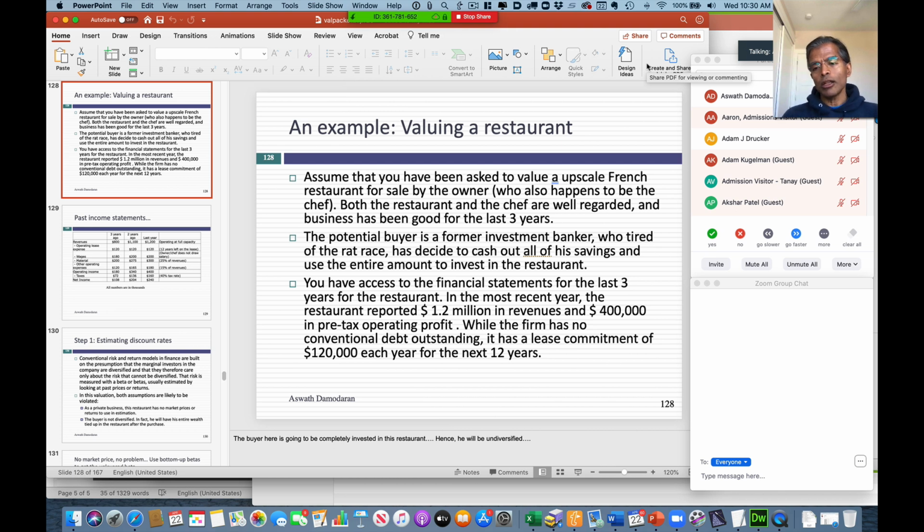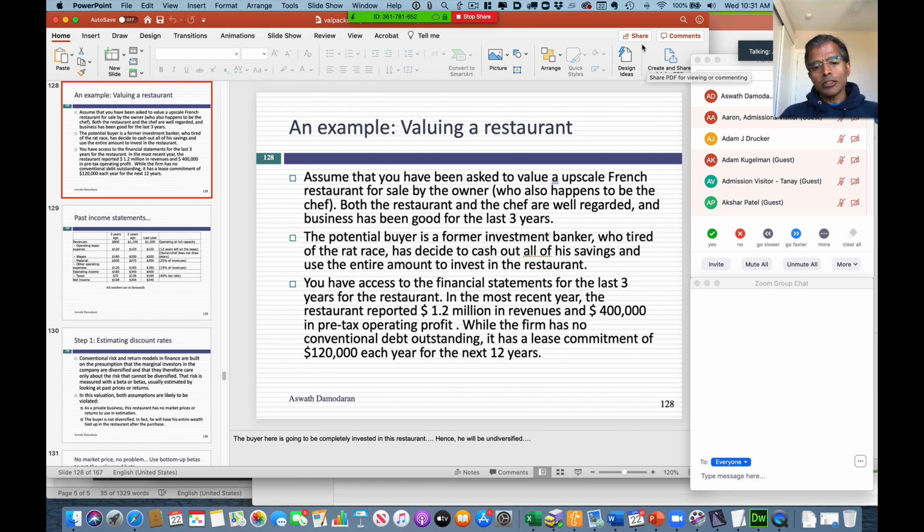So let's start by taking a very simple example. Let's assume that you're trying to value a French restaurant. It's an upscale French restaurant. The owner says, look, I want to sell the restaurant. He's got financials for 3 years. And the potential buyer of the restaurant is a former investment banker who's going to take his entire savings and buy this restaurant. So I've set up the game. You've got a seller who's a chef and a buyer who's a banker. And the banker is going to take all his savings and buy the restaurant.